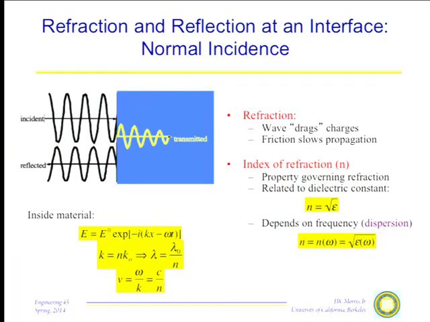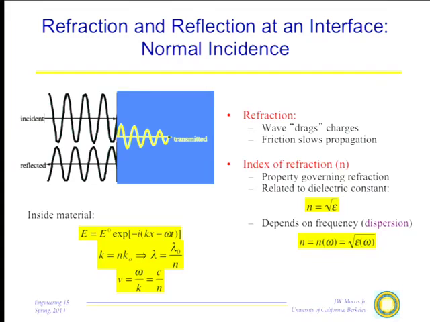The velocity of the wave in the material, ω over k, is the speed of light in free space divided by the index of refraction. So if the index of refraction is greater than 1, as it normally is, the speed of light inside the material is less than it is in free space. And the constant of proportionality is the index of refraction.